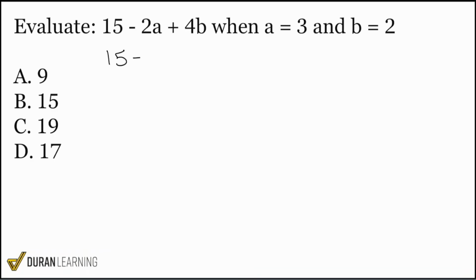So we have 15 minus 2 times a, and a is going to be 3. So I'll go ahead and just plug in 3. And just a reminder that if we don't see an operation between a number and a letter, a number and a variable, what operation is that going to be, everyone? Yeah, always multiplication. So this 2a is 2 times a, and then 4b here is 4 times b. And b is listed as 2, so we'll swap b with 2.